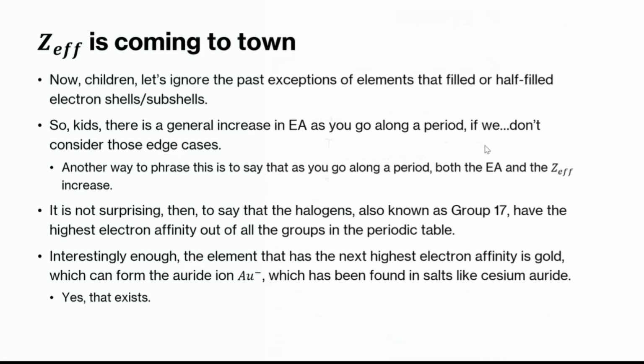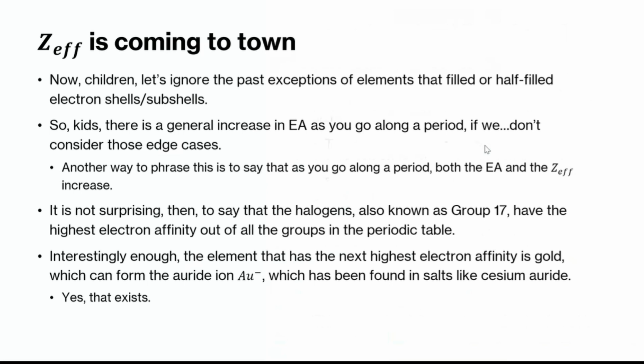So another way to phrase this is to say that as you go along a period, both the electron affinity and the effective nuclear charge increase. So it's not surprising to say that the halogens have the highest electron affinity out of all the groups in the periodic table. As I've said, they're so down bad for an electron. That's why the electron affinity is just so high for them.